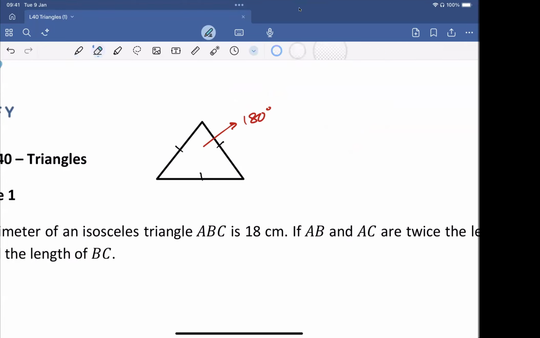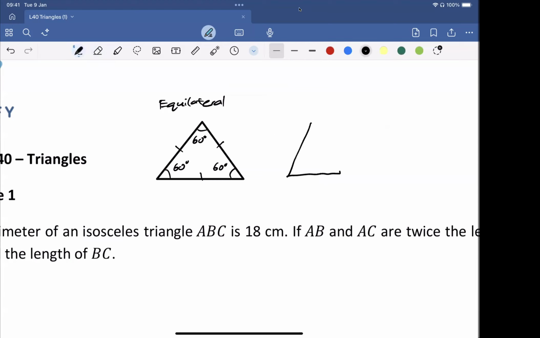But for equilateral triangles, okay, how do you spell equilateral? Equilateral. For equilateral triangles, all the angles are the same. That means you just take 180, divide by 3, and you get 60. So that is fixed. As long as it is equilateral, it must be 60 degrees, okay?